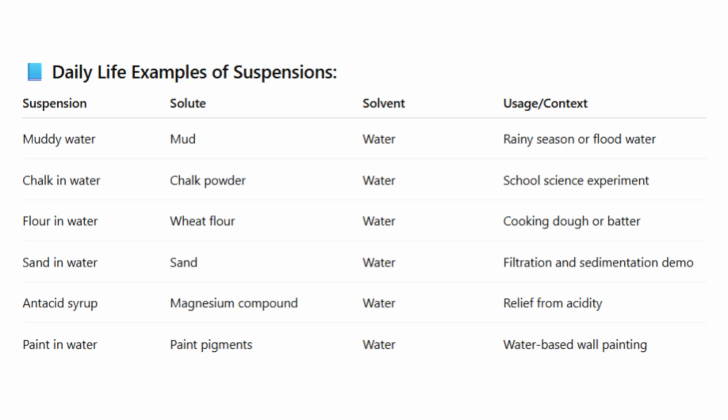Paint in water. Water-based paints have paint pigments suspended in water. These are widely used for wall painting. Each of these examples shows how suspensions play an important role in everyday life and practical applications.